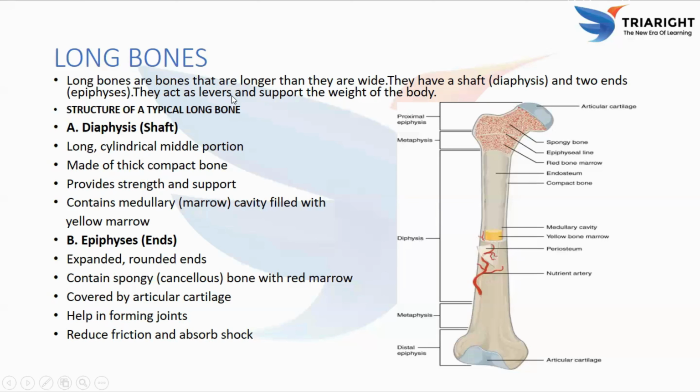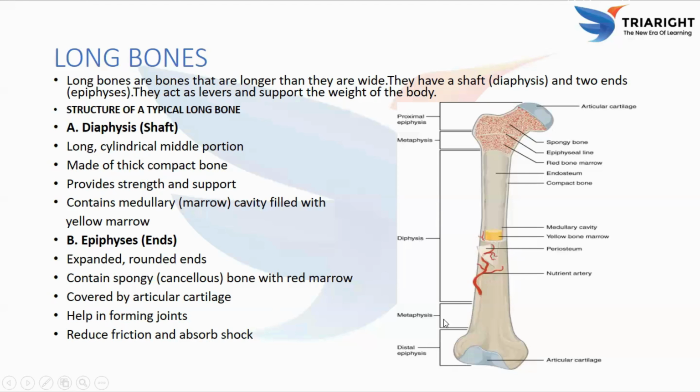These ends are covered with the articular cartilage. This cartilage helps bones to form the joints. It also reduces the friction between the bones. It absorbs shock when you walk, run, or jump. So these ends are covered with the articular cartilage.